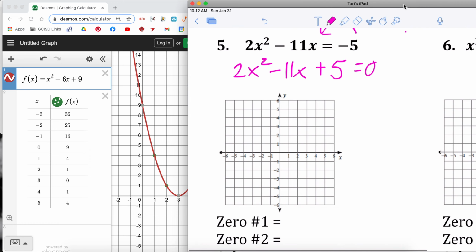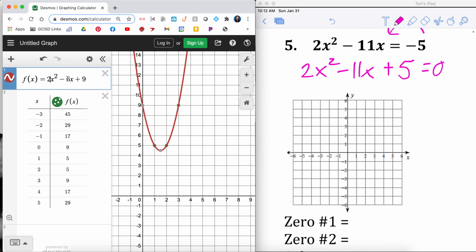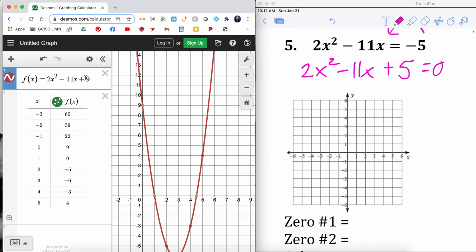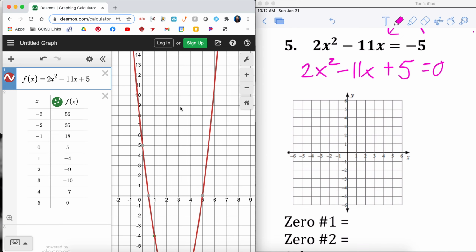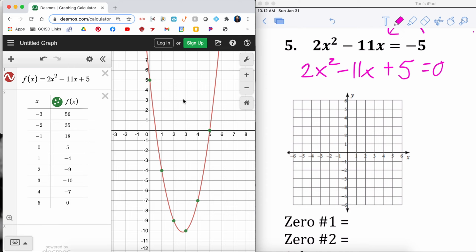5 down here. Okay, number 5, I'm not going to delete it, I'm just going to edit it. I have to put a little 2 in front of my x squared this time. So 2x squared minus 11x plus 5. All right, I'm going to drag my graph up a little bit so I can see kind of where it all is going. And I'm going to graph it on my paper.